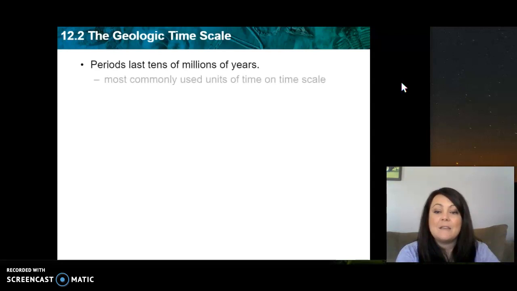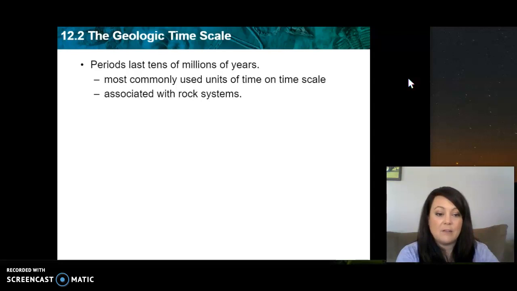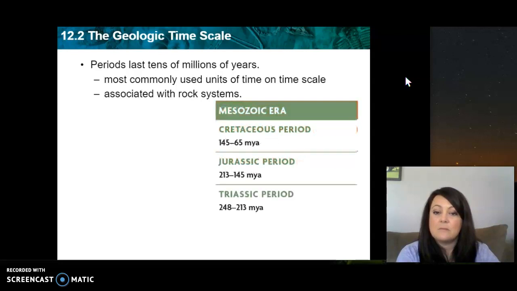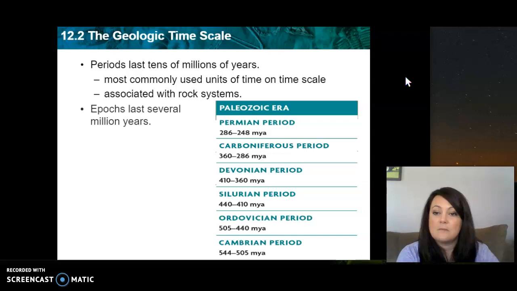Periods last tens of millions of years. They're most commonly used units of time on the time scale. You may remember seeing some of the posters in the classroom, the Earth Science kids. They took an in-depth look into each of those periods. They're associated with rock systems. And an epoch, which is another subset of those periods, lasts several million years.